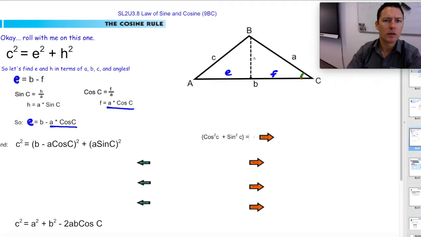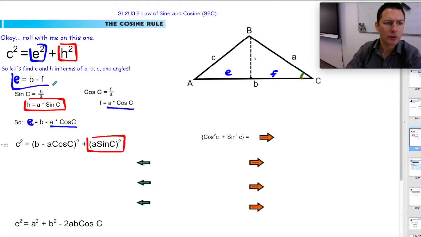So here's my value for H, right? It's this piece. That's this, right? So A sine of C, H is squared, so H is squared. And then here's E, right? We have a new name for E here, and we substituted in this F value. So we put this into this F, and then we put all of that into E. And so this is E.